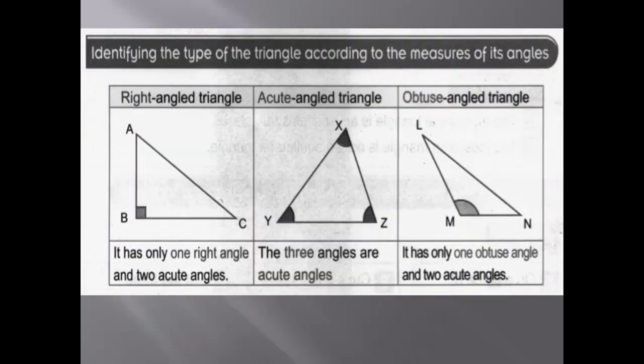We have two classifications of triangles. The first one is according to the measure of its angle. We have three types of triangle according to angles. The first type, if you have one right angle, this triangle is called right angled triangle. The second type, if we have three acute angles, then the triangle is acute angled triangle. If you have one obtuse angle, then this triangle is obtuse angled triangle.